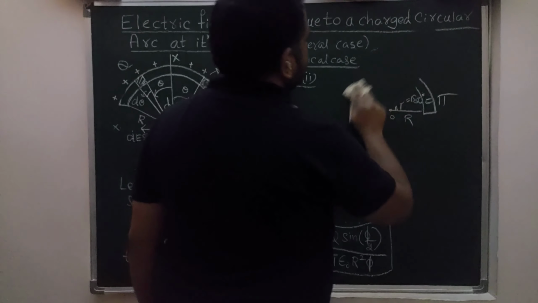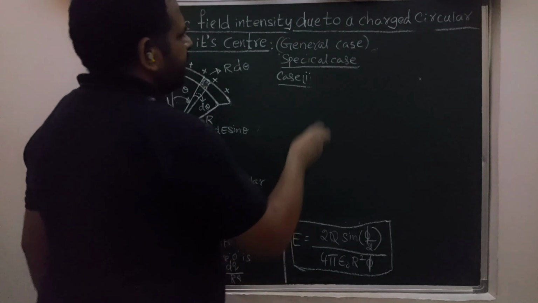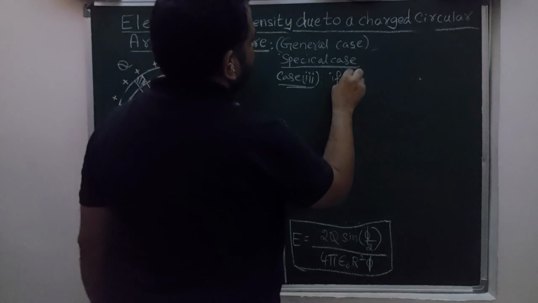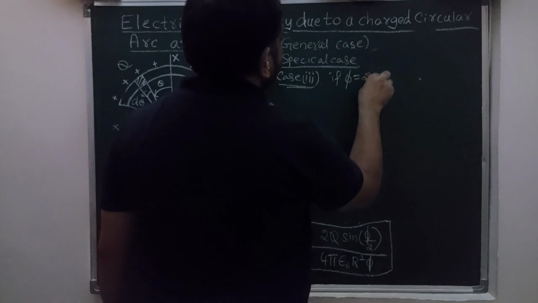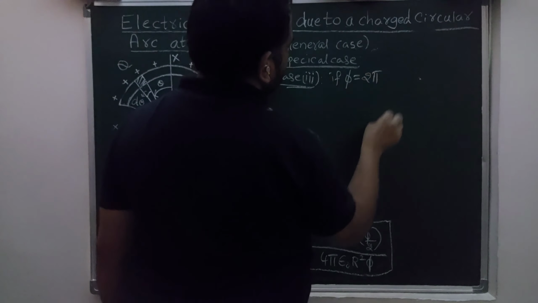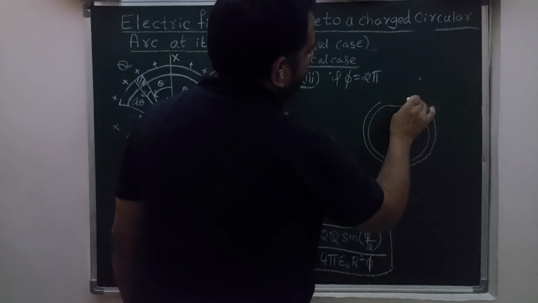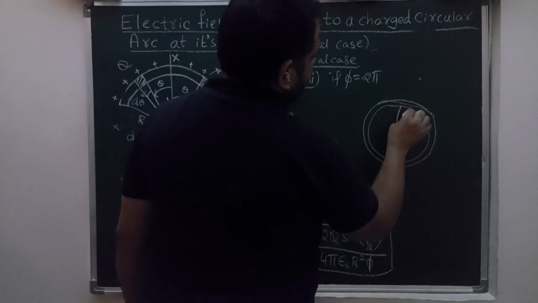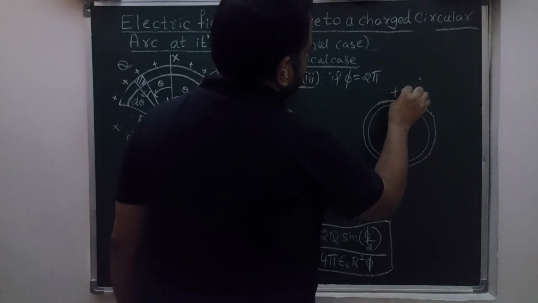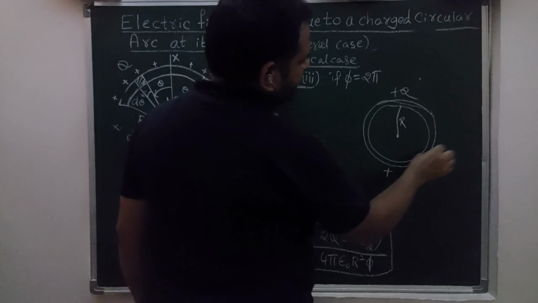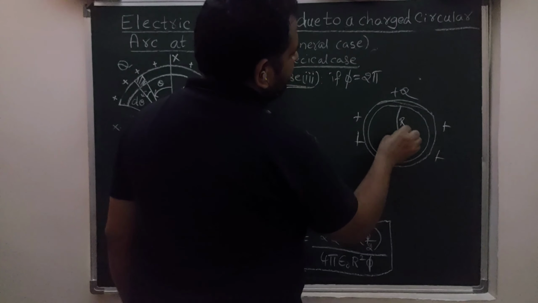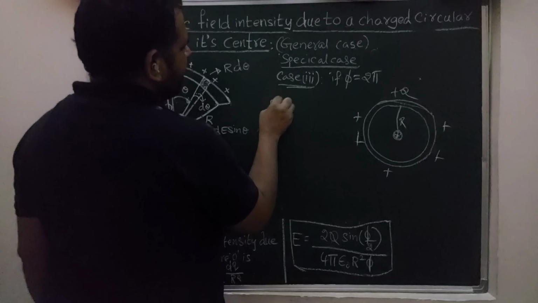Now we see the third case, case 3. If phi is equal to 2 pi, 360 degrees, it is a complete ring. Like this, a complete ring. Here the radius is r, the total charge is Q, positively charged. Here the angle is 360 degrees, 2 pi. So what is E?